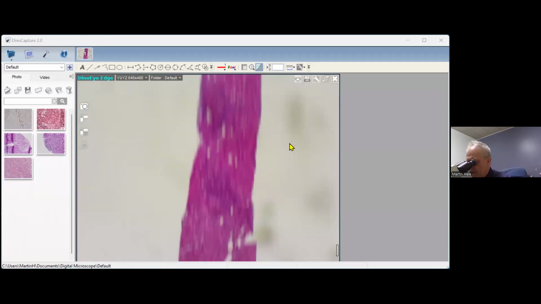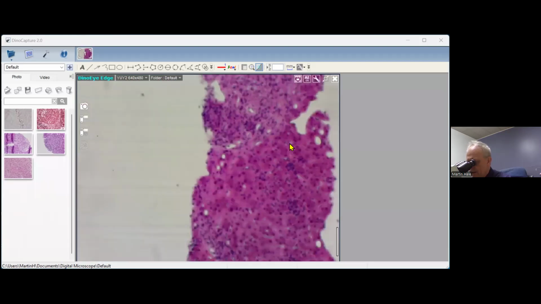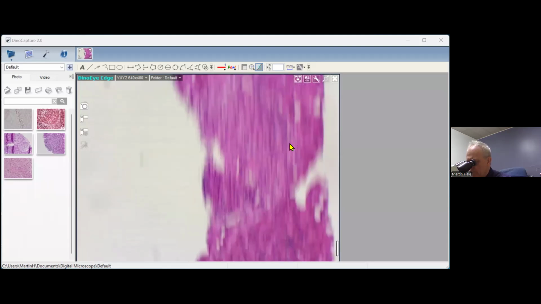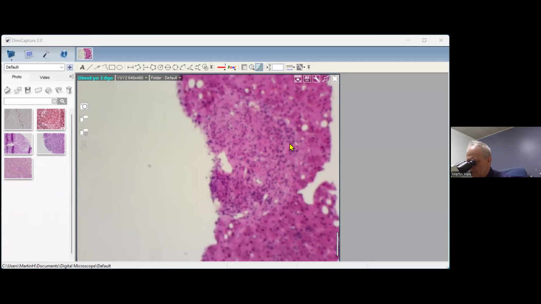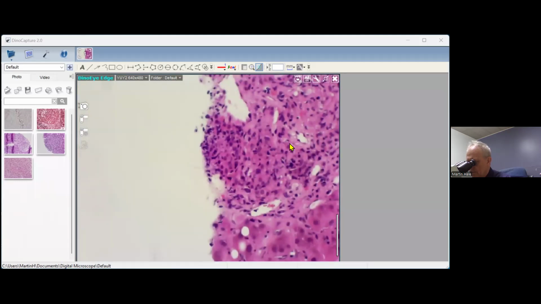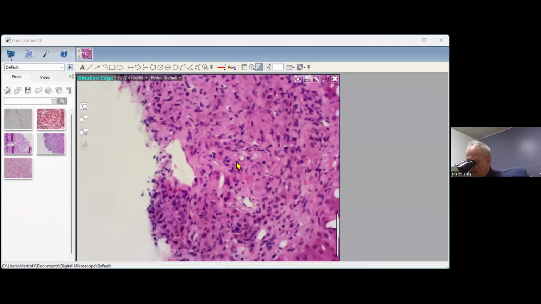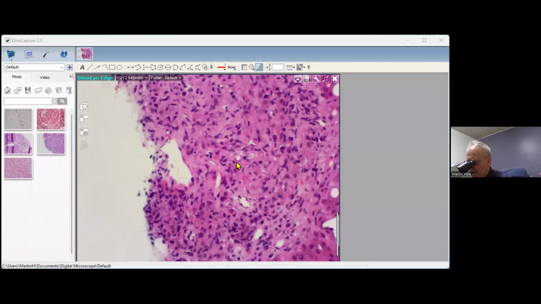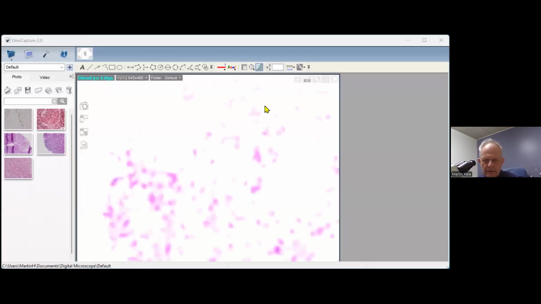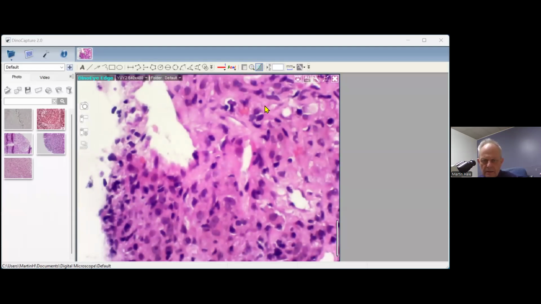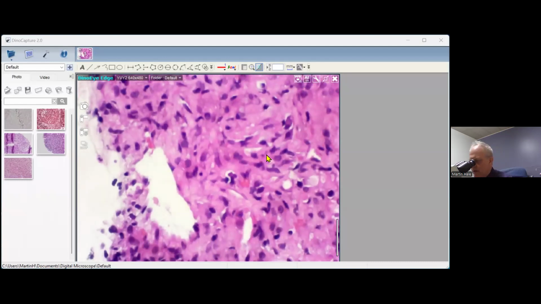Right, so if we start in this region here, this is the portal tract. And you can see that what we've got here is a portal vein. We've got, I can't see the bile ducts with 100% certainty. I think there may be a bit of biliary epithelium, some of this may be biliary, not 100% sure.